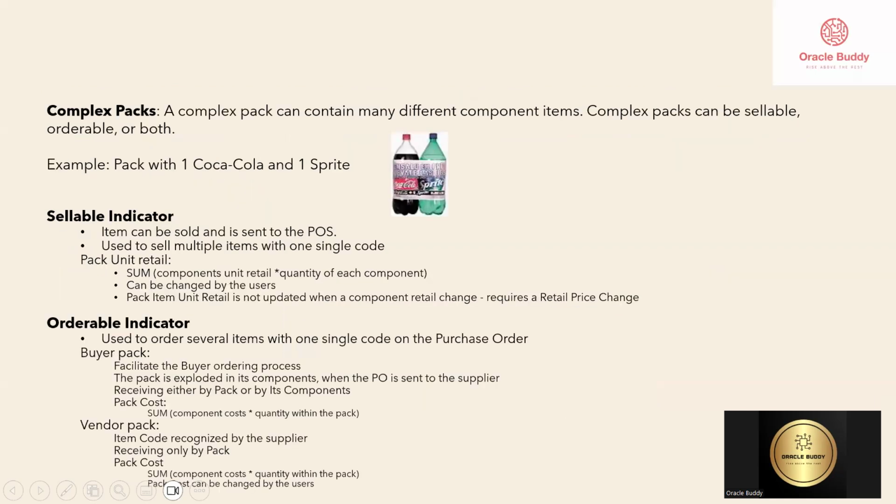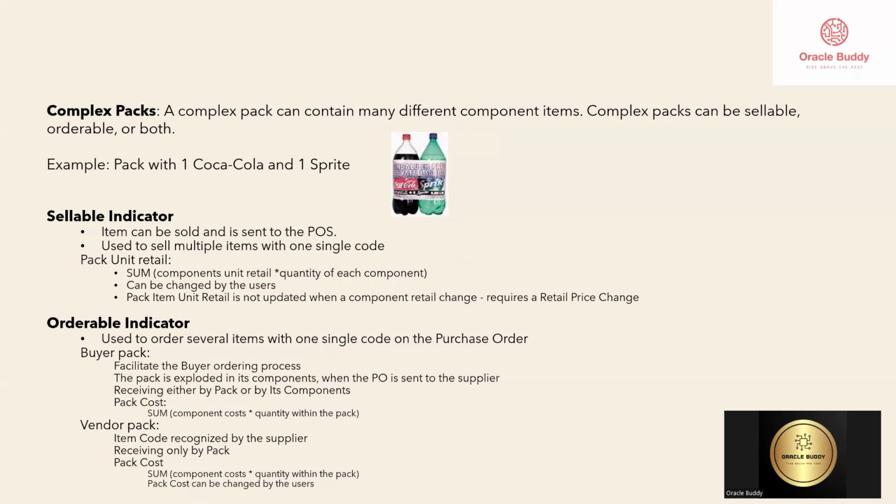Let's discuss complex packs now. A complex pack can contain many different component items. Complex packs can be sellable, orderable, or both. An example is, you can see here in the picture, there is a cola and a Sprite. So it's a pack of different component items, but it is bound together as a complex pack. Sellable indicator: items can be sold and are sent to the POS, used to sell multiple items with a single code. Next, we'll discuss pack unit retail.